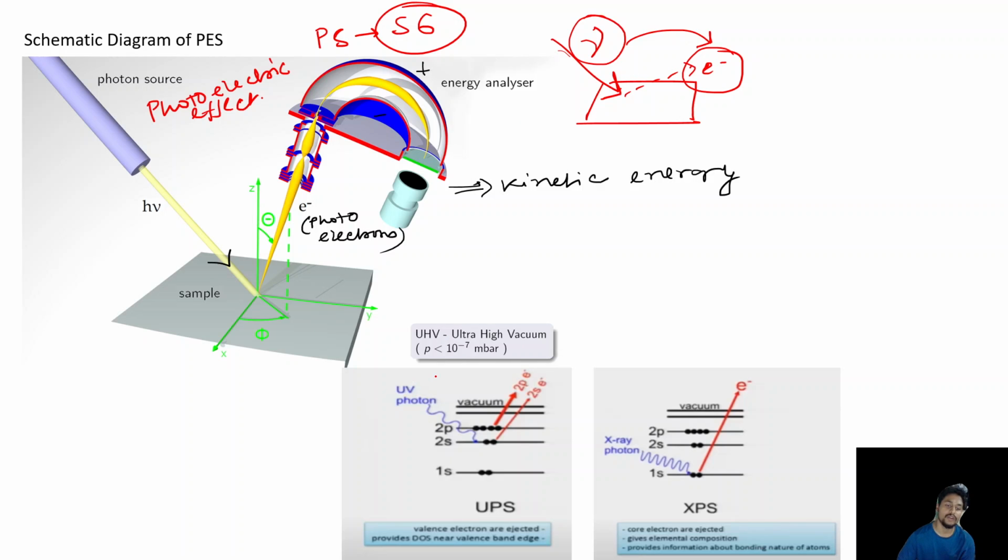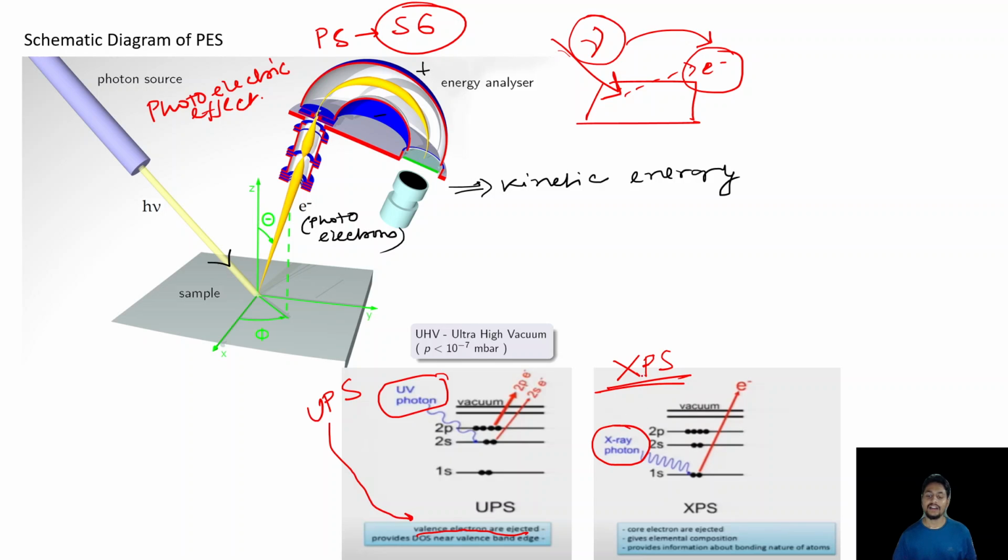Normally, whenever we use UV light, it is called UPS, or ultraviolet photoelectron spectroscopy, and whenever we use X-ray light, it is called XPS. In case of a UV photon, it is UPS. In case of an X-ray photon, it is XPS. Normally in UPS, the energy is lower, so valence electrons are ejected. So normally the density of states near the valence electrons can be measured using this. And in case of XPS, the energy is very high, right?